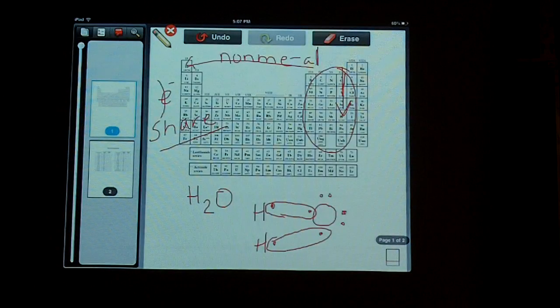The number 1 rule for bonding is if the elements, all of the elements, don't end up stable, it won't happen. So this one is now stable. It has 2. This has 2, and that's all that the first shell can hold. And the oxygen is also stable because it has 8. All right, that is the basics of a covalent bond.